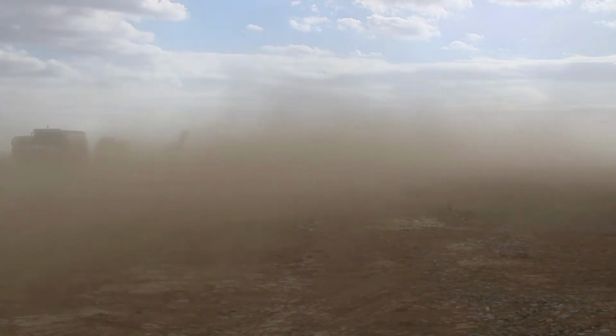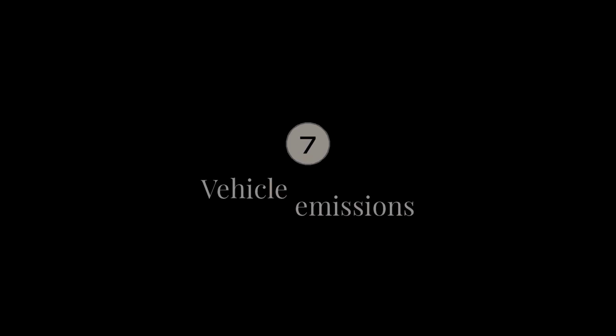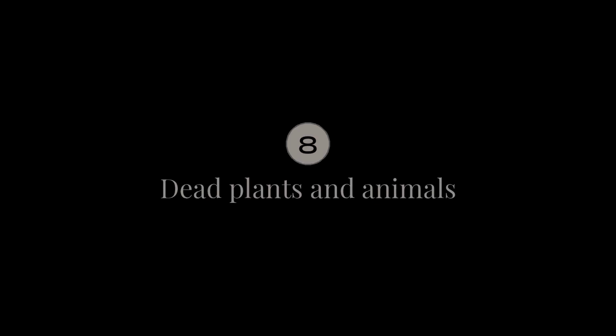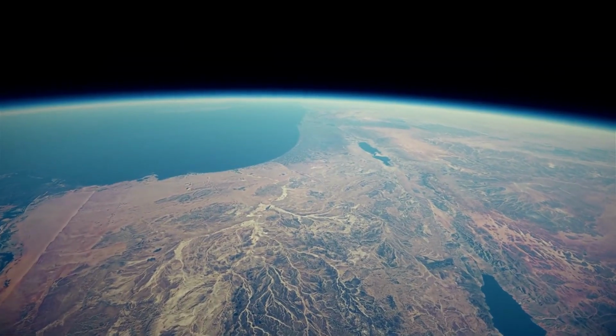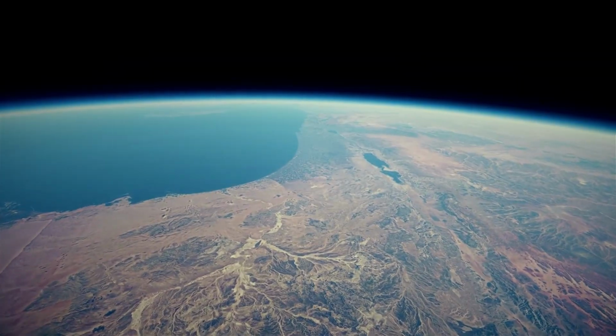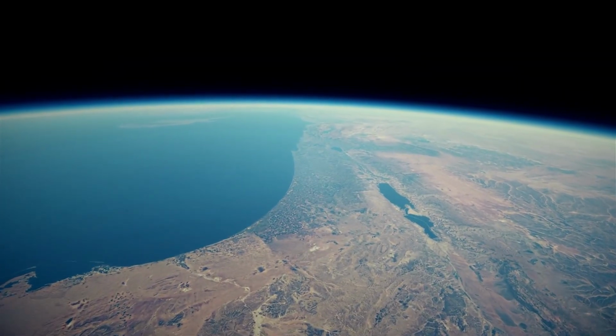Dust comes from many different sources. It can be produced by weathering of rocks and soil, desert sandstorms, volcanic eruptions, sea salt carried by ocean winds, forest fires, industrial activities, vehicle emissions, dead plants and animals. Modern satellite observations show that billions of tons of dust travel through Earth's atmosphere every year.